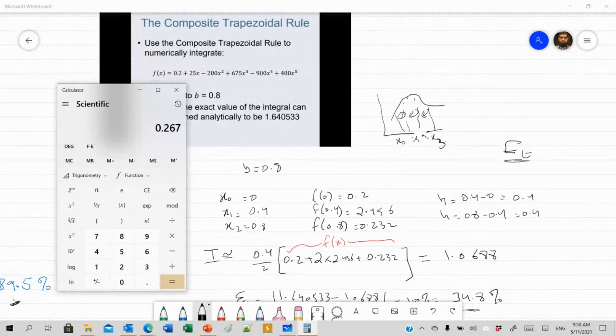Into the equation: times 25, and back to the memory. 0.267 squared multiplied by 200, and that to the memory. 0.267 cubed multiplied by 675, and that to the memory. 0.267 to the power 4 multiplied by 900, minus, and that to the memory. 0.267 to the power 5 multiplied by 400, add that to the memory, and we get 0.89135.